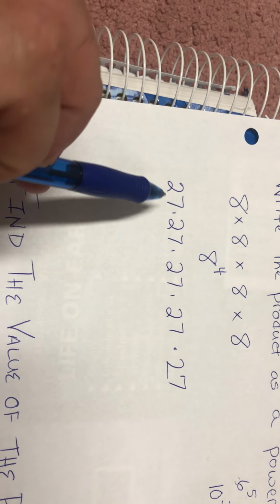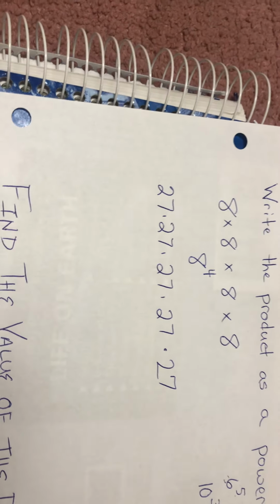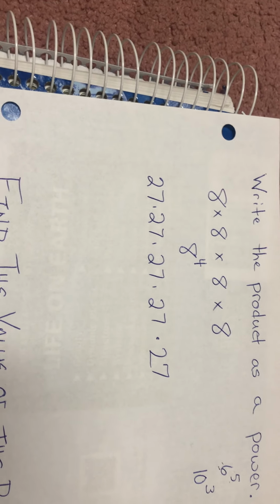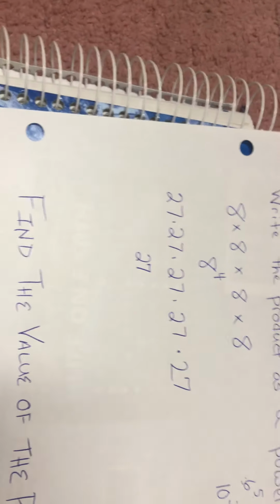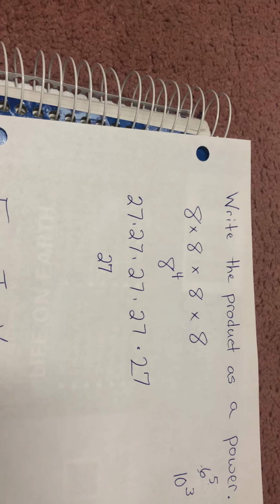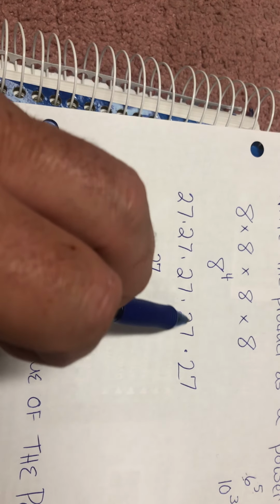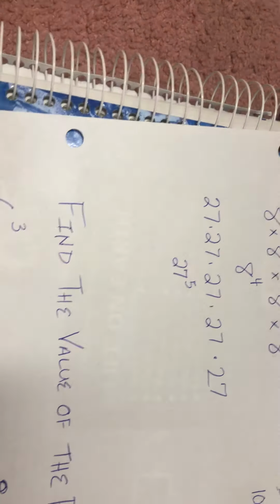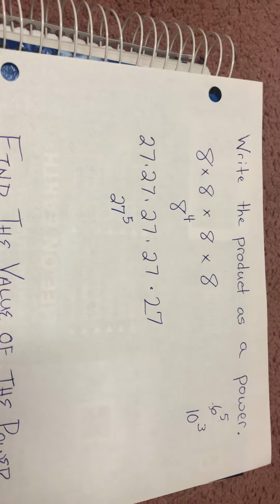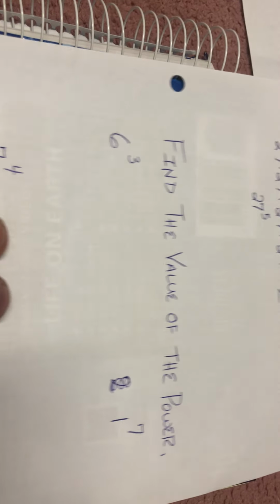Now here I have 27 times 27 times 27 times 27 times 27. So what's my base number going to be? Well, that's right. My base number is going to be 27. Then I just count how many 27s I have. 1, 2, 3, 4, 5. This is 27 to the power of 5. That's writing the product as a power. I'm not expecting, sixth graders, that you're going to have a whole lot of difficulty with that.